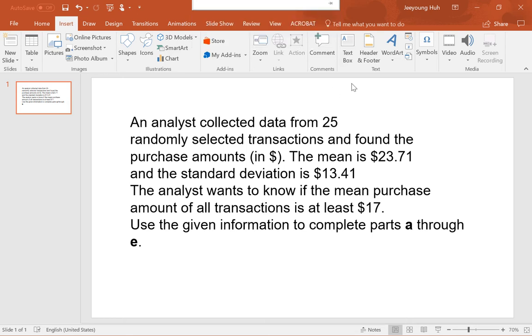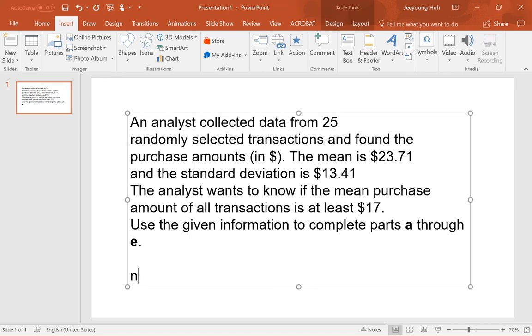So first of all, what is the null hypothesis in this question? Since we're talking about means, it's going to be mu equals 17. Perfect. Since we're talking about the mean and not the population, we want to look at the mean. So it'll be mu equals 17.